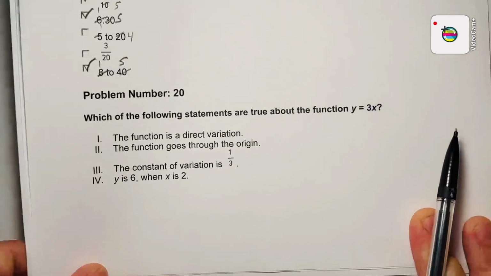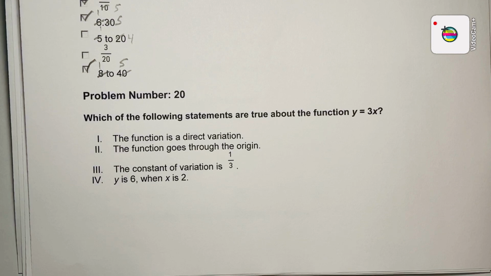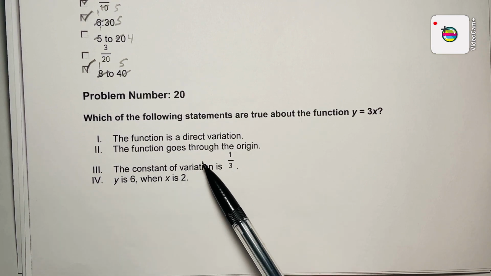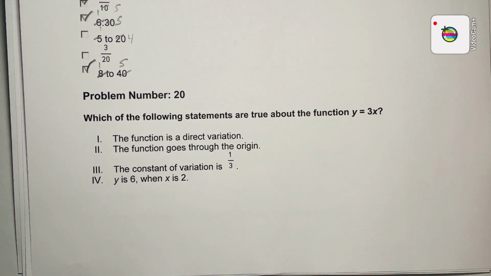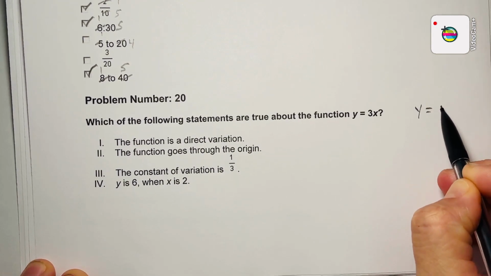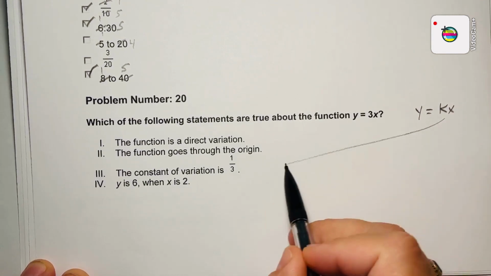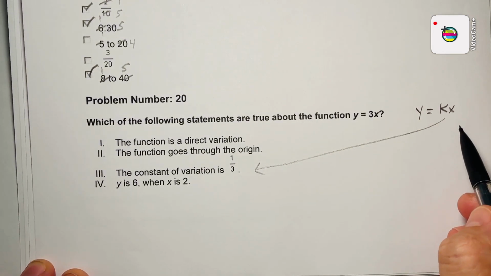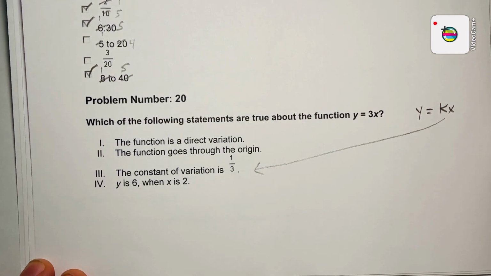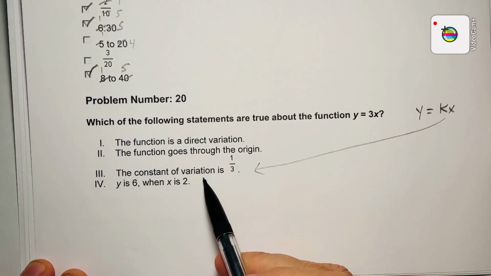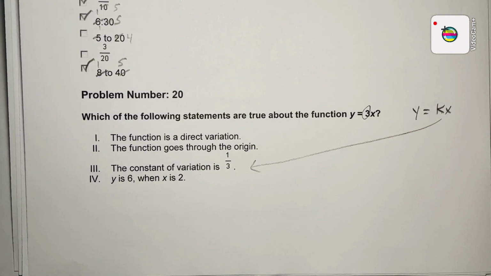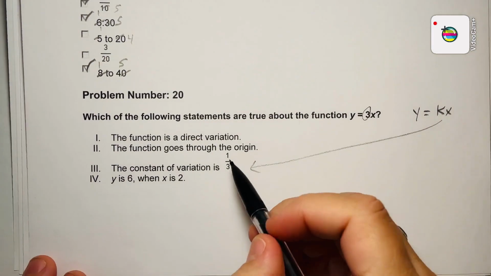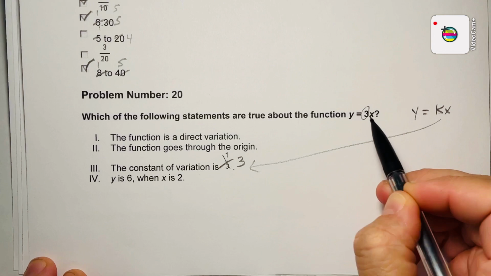Okay, problem number 20, last problem. Which of the following statements are true about the function y equals 3x? Is it a direct variation? Does it go through the origin? Is the constant of variation 1/3? Ooh, let's do this one. We just talked about the constant of variation formula, remember? Y equals kx. That's the constant of proportionality. The constant is not 1/3. The constant, the k, is 3. So we know that one's not true. So this one's wrong. This should be a 3 because the constant is 3.